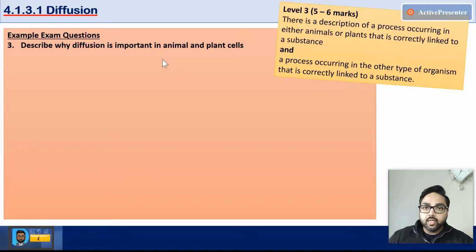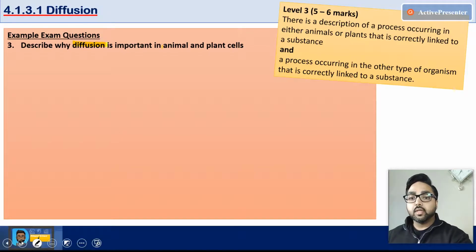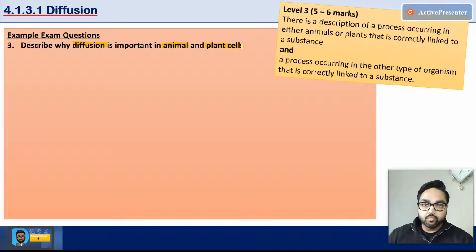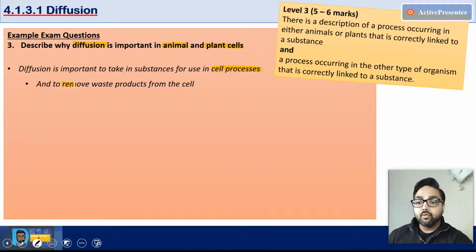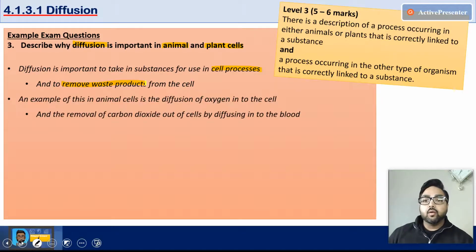So basically what we need to do is describe the process of diffusion happening in an animal cell and in a plant cell. So it pretty much tells you in the question. Describe why diffusion is important in animals and plant cells. Now we need to refer to specific cells, and we'll talk about that when we get there. So the first thing we're going to do is say why it's important. Diffusion is important to take in substances for use in cell processes, and to remove waste products from the cell. That's why it's important. However, we now need to give examples.